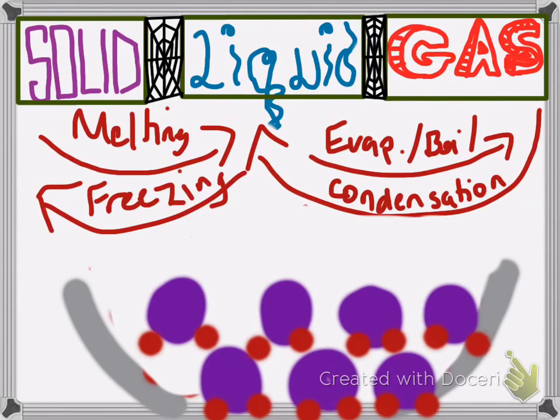So these are all the phase changes that have to do with solids, liquids, and gases. As you can see, we first melted the solid into a liquid, then we evaporated or boiled it into a gas, and then we condensed it back to a liquid, and then we froze it back into a solid, and now it's back in its original state, which is ice. And these are all the phase changes.